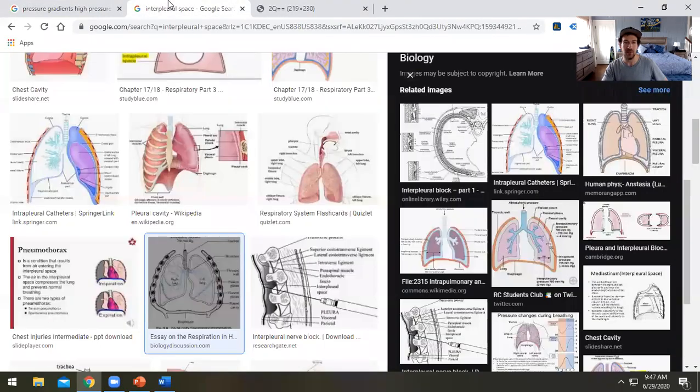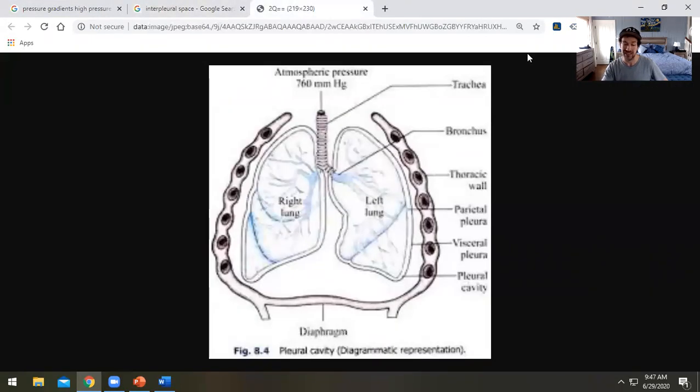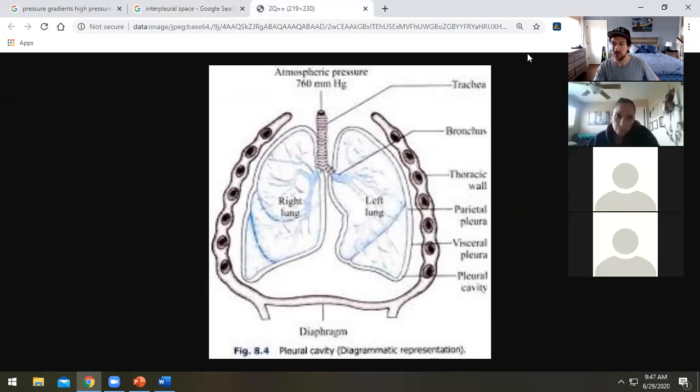Has anybody in here ever heard of what is called pleurisy? Have you ever heard of pleurisy?